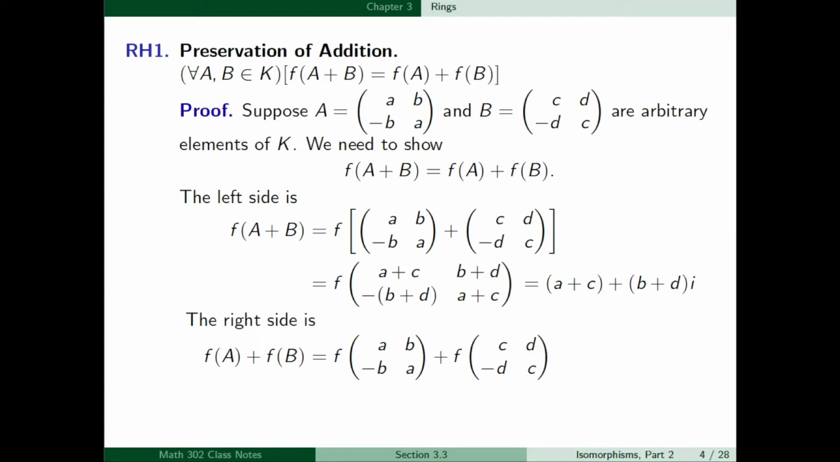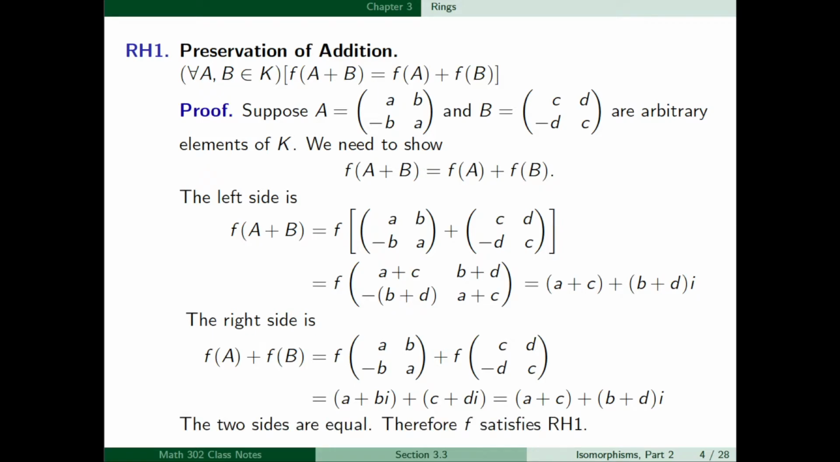Now the right side is f of A + f of B. So this will be f of our first matrix plus f of the second matrix. And this will be the complex number a + bi plus the complex number c + di. And the way we add two complex numbers is we add their real parts and imaginary parts, and we obtain a + c plus the quantity b + d times i. And so we can see that the two sides are equal, therefore f satisfies RH1.